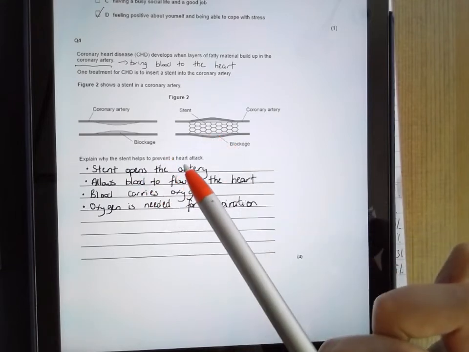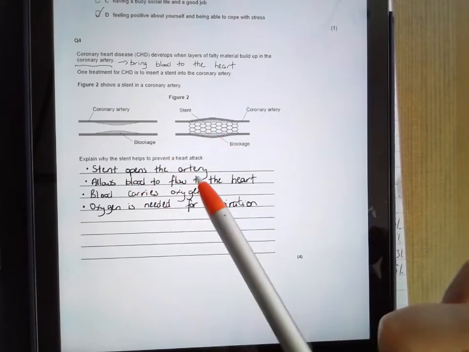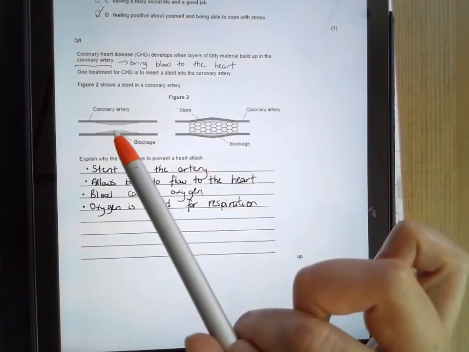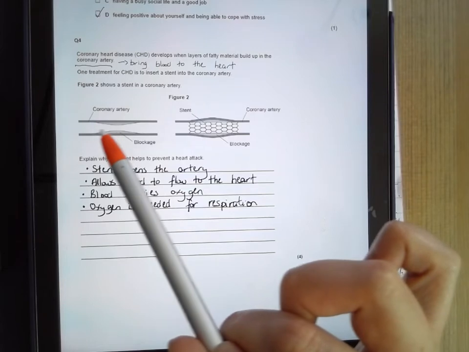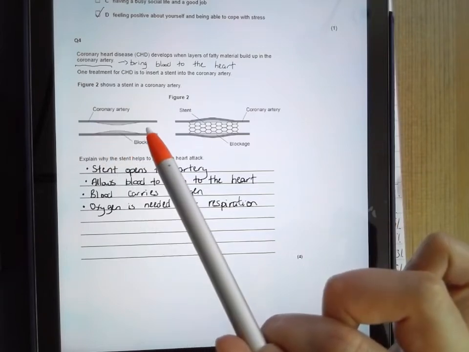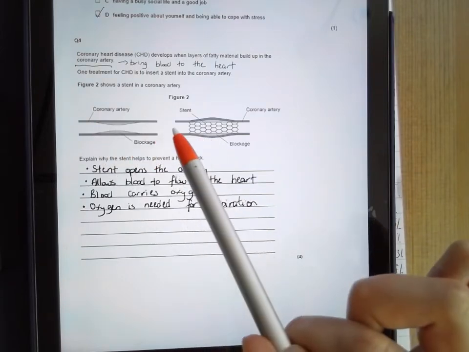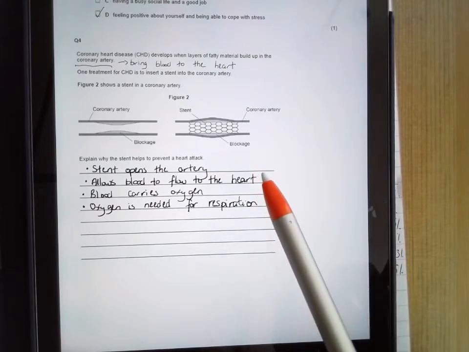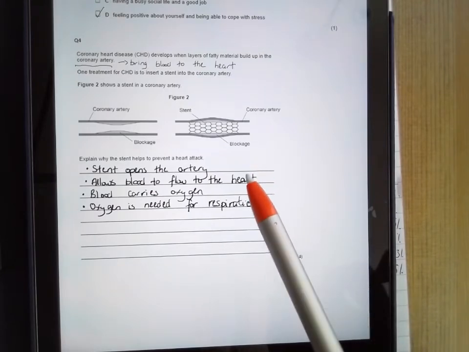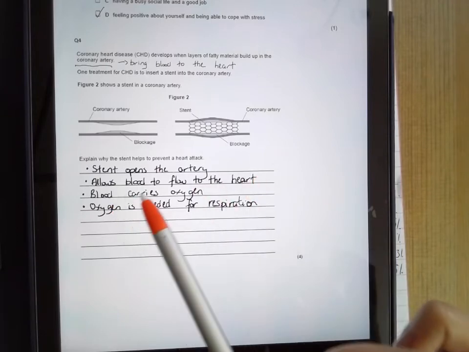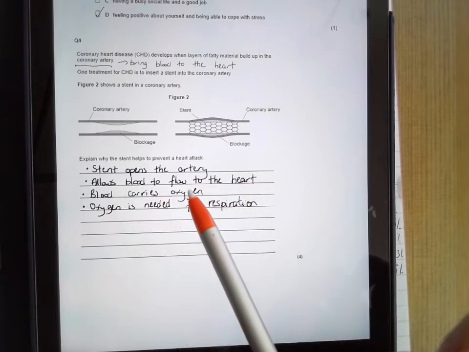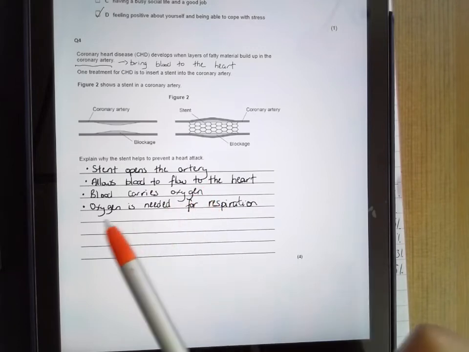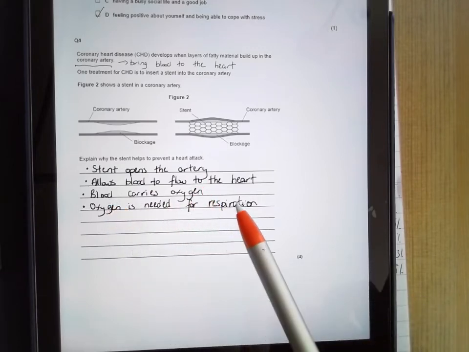So because it's holding open the artery, that means that blood can flow to the heart. Okay, if that artery became really blocked, the blood wouldn't be able to flow through and you wouldn't get any blood going to the heart. The stent allows that blood to flow to the heart, which is really, really important. Okay, but you need to say why it's important. The reason it's important is because blood carries oxygen. You need to mention oxygen in your answer, and then you need to say why the heart needs oxygen. It needs oxygen for respiration.